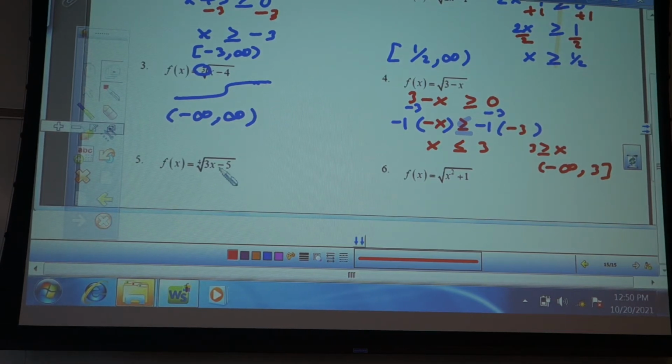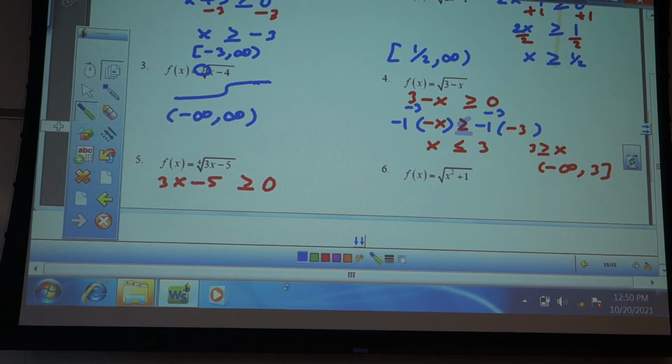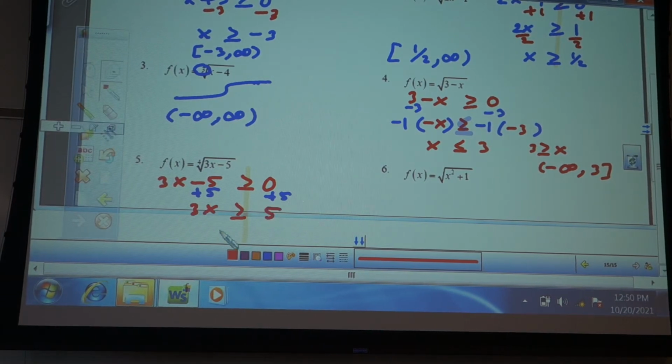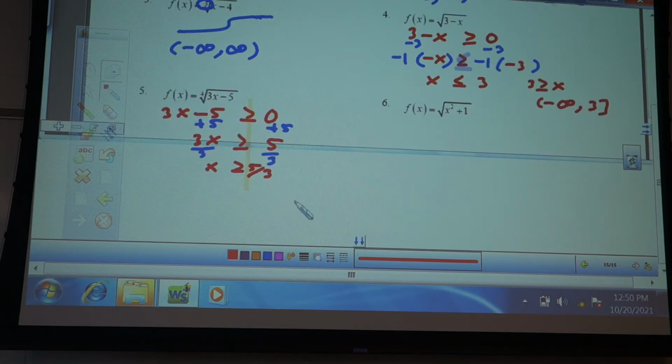And then down here, again we have an even root, so this still applies. We're going to draw my little line down the middle. We're going to add 5 to both sides. So then we get 3x greater than or equal to 5. And we're going to divide both sides by 3. So then you end up with x is greater than or equal to 5/3. So then the interval will end up being 5/3 to infinity.